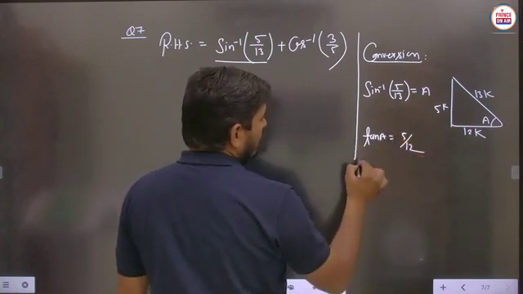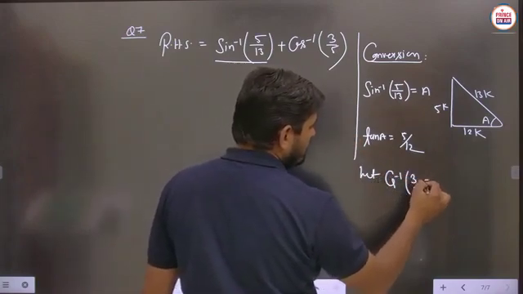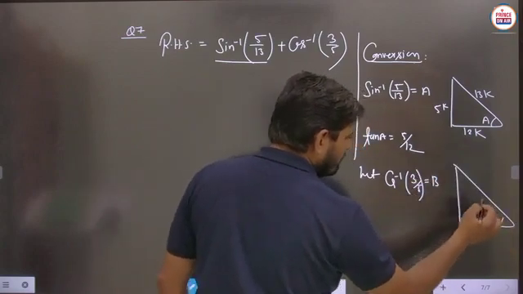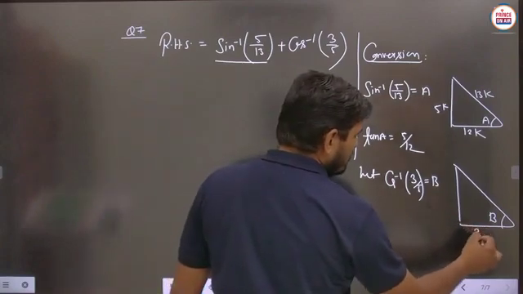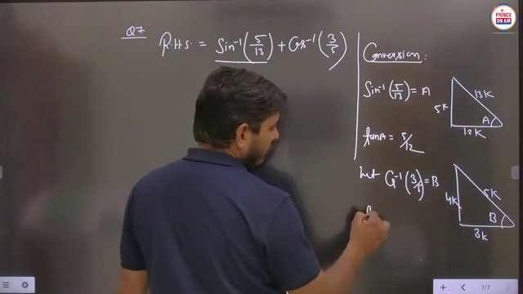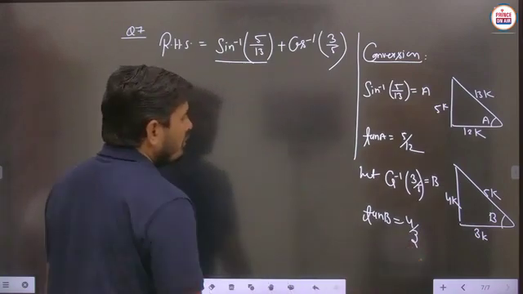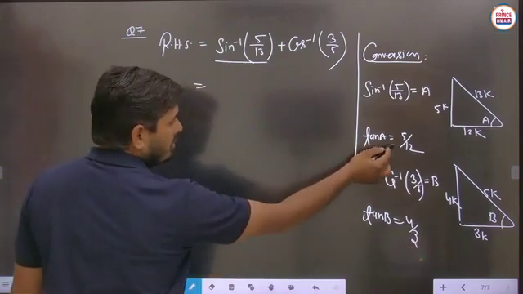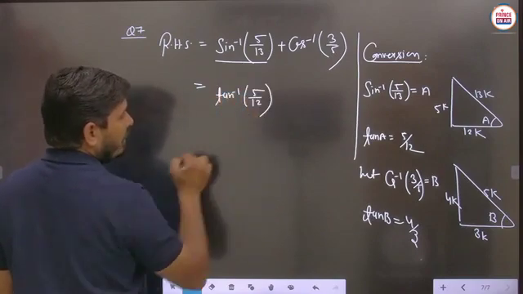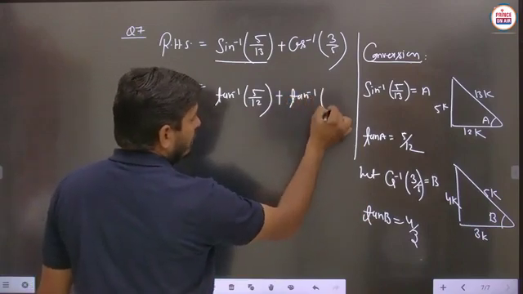Similarly, let the second conversion be for this cos inverse 3 by 5. Suppose this is taken as B. Then again we make the right angle triangle for this angle B. Here 3 by 5, so this is 3k, this is 5k, then definitely it should be 4k. Finally, tan B should be 4 by 3. So in place of this sin inverse you can write tan inverse 5 by 12, and in place of cos inverse we can write tan inverse 4 by 3.